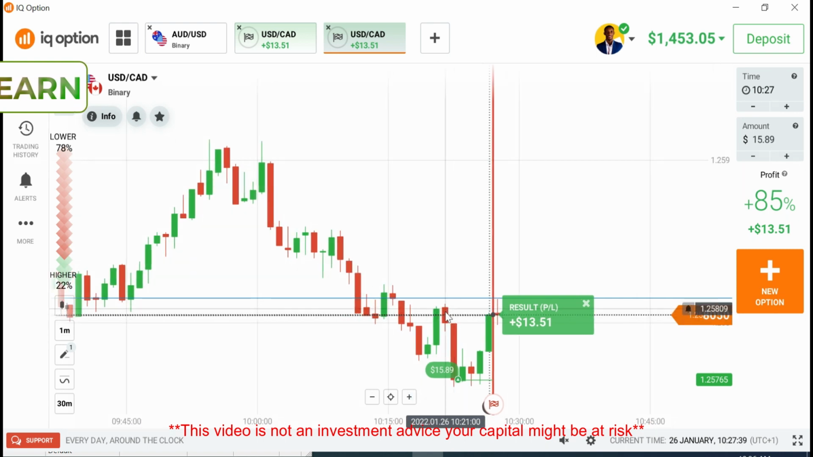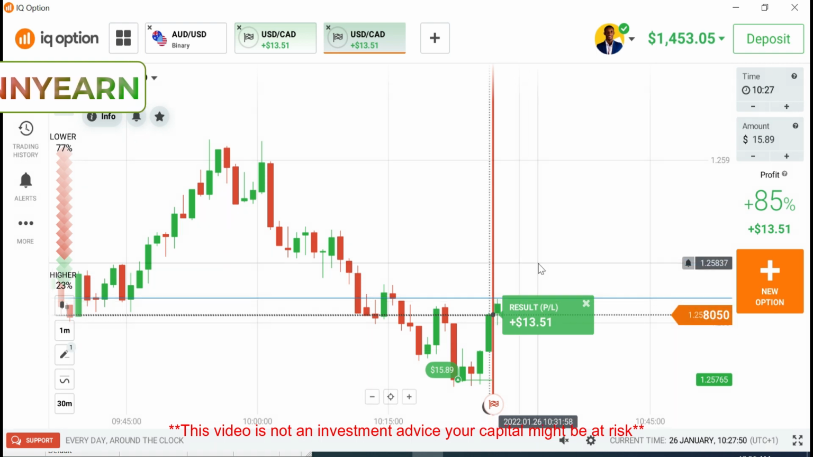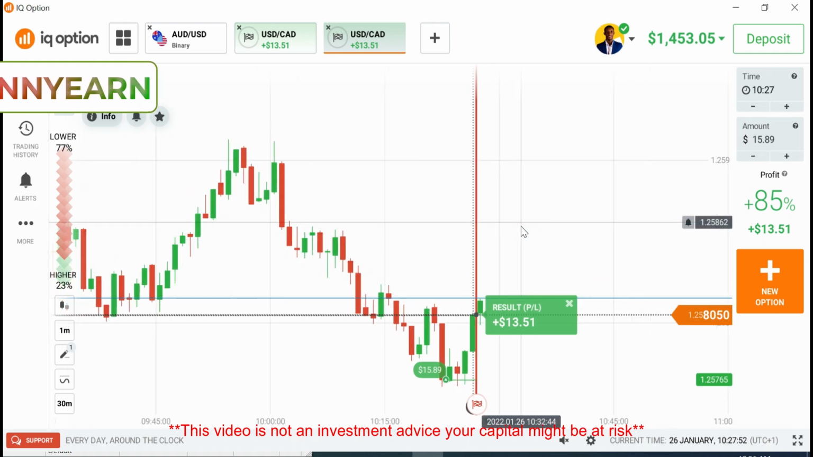I think the market is kind of like giving a pattern here, a double bottom pattern. So probably the market structure has shifted, and we're going to be getting more of bias into the market.